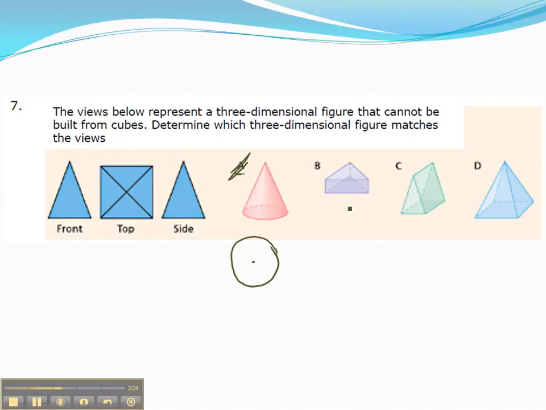B doesn't match any of the views. The top view of B would be a triangle. B is a triangular prism. Top view would look like a triangle. The side view would look like a rectangle. This is not even close.